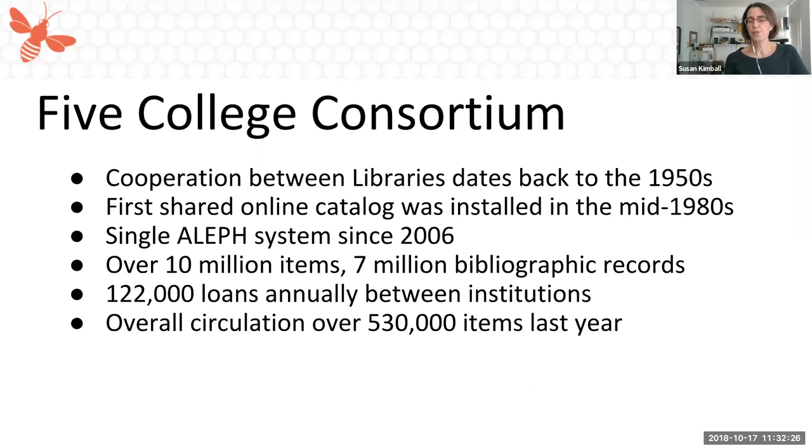We have a very long history of library cooperation in the Pioneer Valley where we live. Our consortial relationship dates back to the 1950s, and the libraries represent one of the strongest and oldest areas of collaboration in the consortium. The five college libraries automated together in the mid-1980s, and we've migrated three separate times, always as one unit. You can see a snapshot of our collection statistics and our circulation statistics here. Nearly a quarter of all of our lending is consortial, demonstrating our reliance on each other to support our users' research needs.